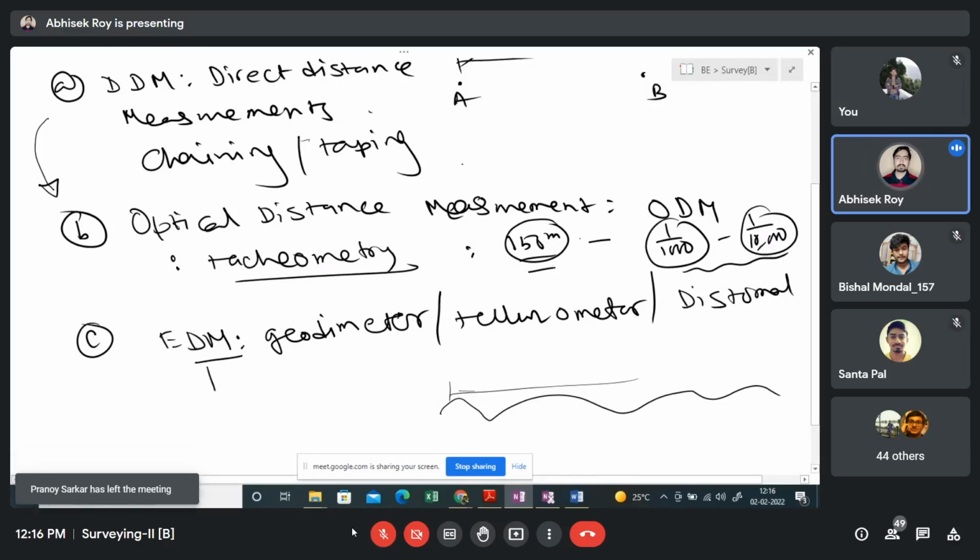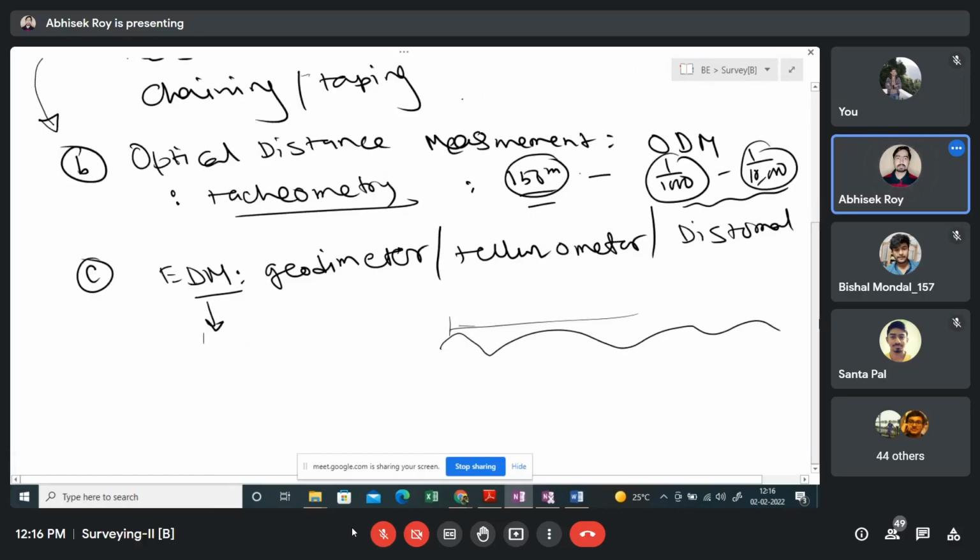But in EDM, what can you do? You can obviously overcome the problem of chaining. Also, you can overcome the problem of ODM, that is optical distance measurements. That means you can do very large measurements also very accurately.